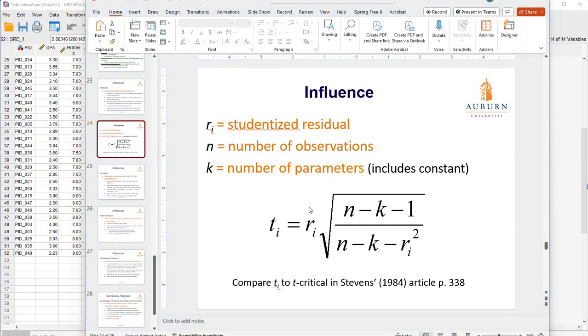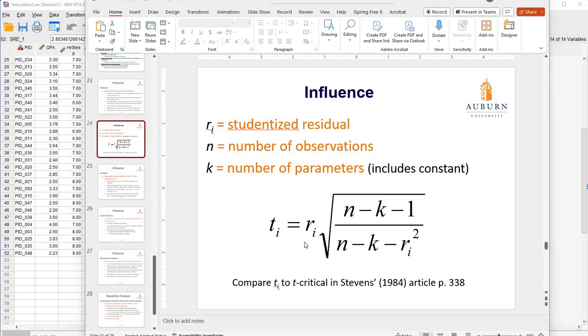So we'll put in our most extreme residual here, and then n is the number of observations, k is the number of parameters, which includes the constant here. So if I have 4 predictors, I'm going to have 4 slopes plus the constant, which is another parameter. I'm going to put 5 there, and then we'll subtract 1 as an indicator of degrees of freedom.